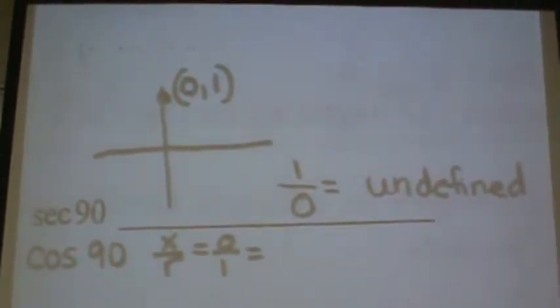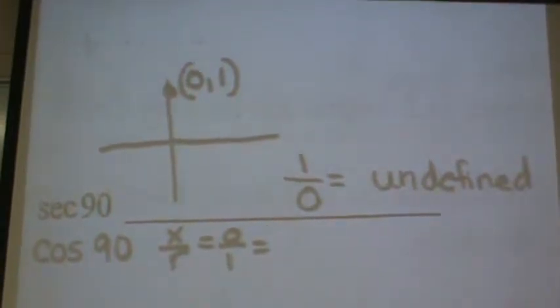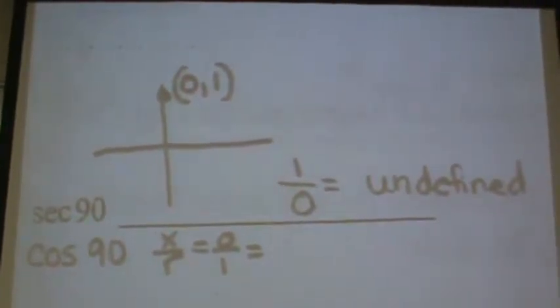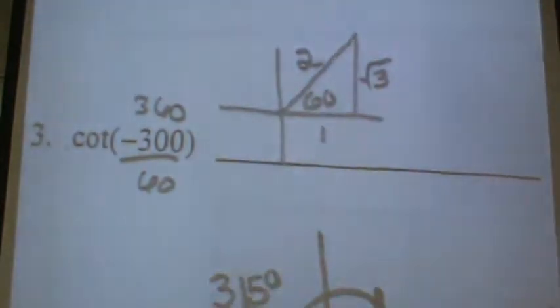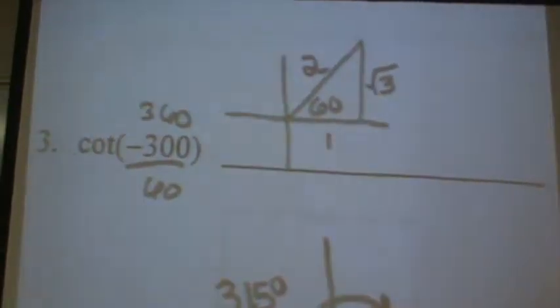Number 3. Quickly. Where's negative 300 degrees? At the 60 mark. Well, if I added 360 to this, I would get 60 degrees. So let's draw 60 in the first quadrant. Here's 60. So right away, throw down your ratios: root 3, 1, 2, quickly, like that.